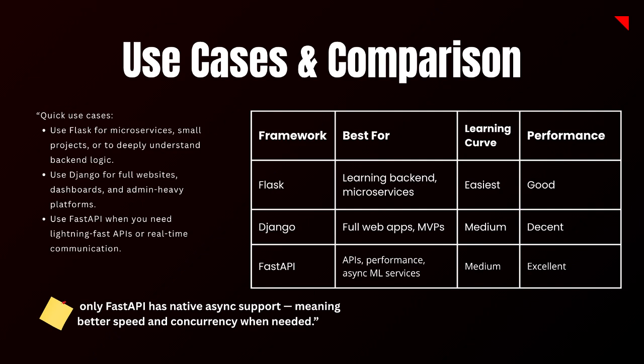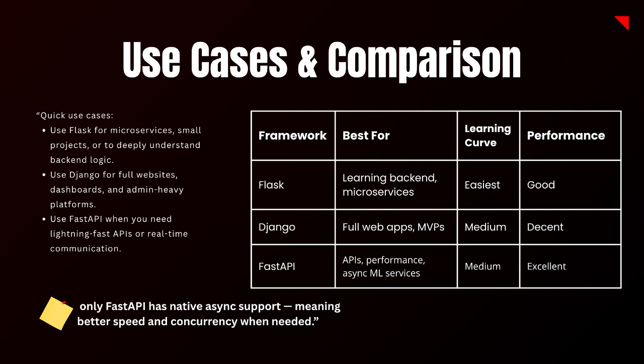Next up, we have Django. Now, Django is perfect for full websites. Things like admin dashboards, blogs, MVPs. Where you need a full feature set and don't want to reinvent the wheel, Django is your go-to guy. But if you're building a lightweight service or just an API, Django's structure can feel like way too much.